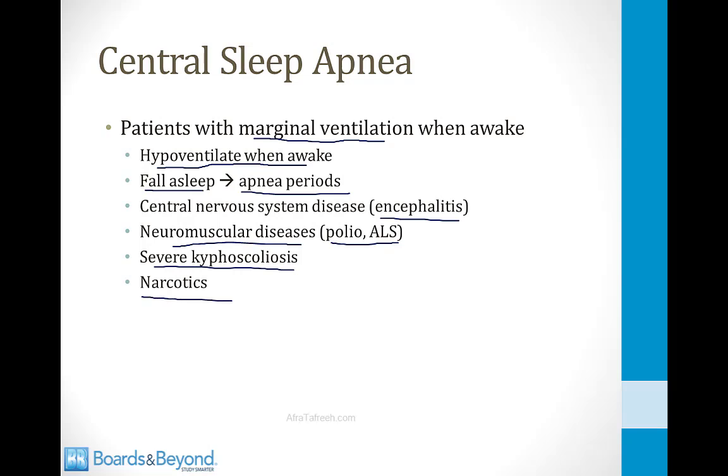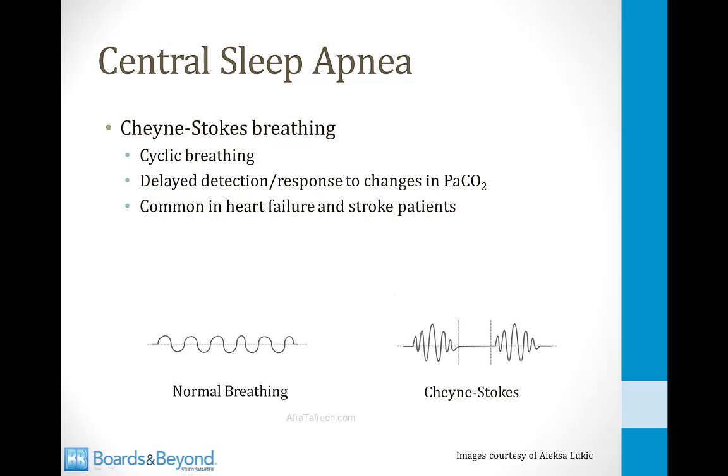And just remember, these patients are hypoventilating all the time, and then when they fall asleep, their ventilation rate gets so low that they have periods of apnea. The other scenario where central sleep apnea occurs is something called Cheyne-Stokes breathing, and this is a cyclical breathing pattern that happens when patients have a delayed detection and response to changes in carbon dioxide level. This is very common in patients with heart failure and stroke, and always remember, heart failure and stroke patients are the type of patients who exhibit Cheyne-Stokes breathing.